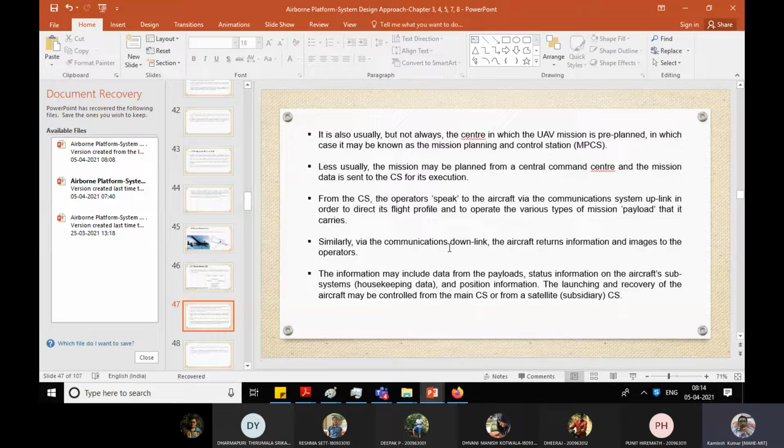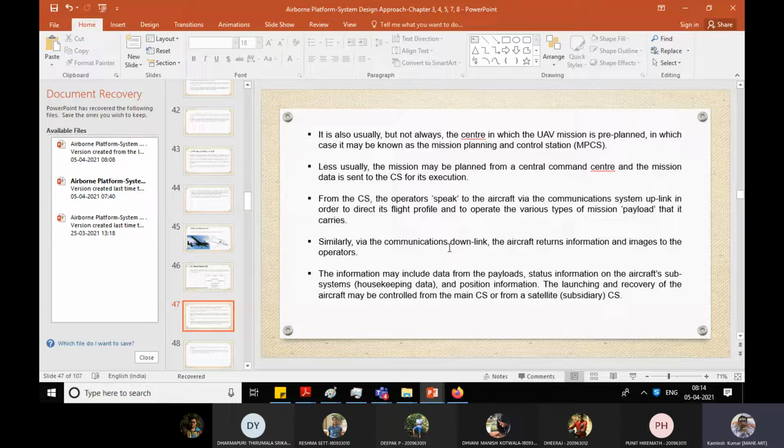Mostly physical wire communication, or maybe some other source of communication, can be used from the central command center to the CS. But when we are talking about the CS to the aircraft, when anything happens to the aircraft, that is going to communicate through radio or satellite communication only. So that is the uplink.